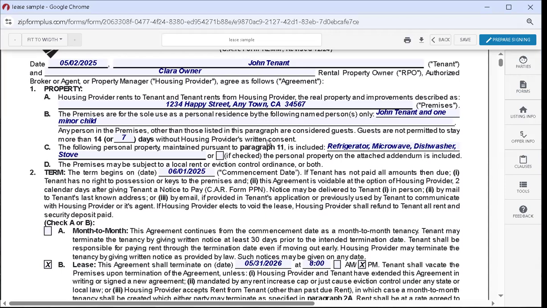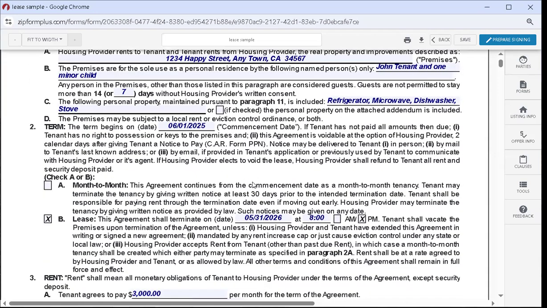What if the child's over 18? The child is an adult and you need to put their name. If the person is 18 or above, they're considered an adult. So you would need to put that, because it may be just John tenant, but there may be occupants such as John tenant and son tenant. Maybe it's just one person on the agreement.